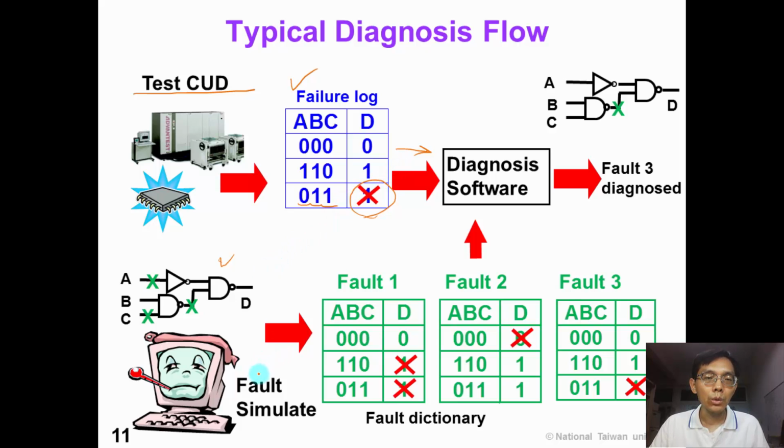On the other hand, we run fault simulation on this circuit to generate output of faulty circuits. With fault 1, we will get these 2 failing outputs. With fault 2, we will get this failing output, and so on. This fault simulation is a very time-consuming job, and then we would generate a fault dictionary. Diagnosis software takes this dictionary and compares them so that we can diagnose fault 3 is the most likely fault. This is a general concept for diagnosis.